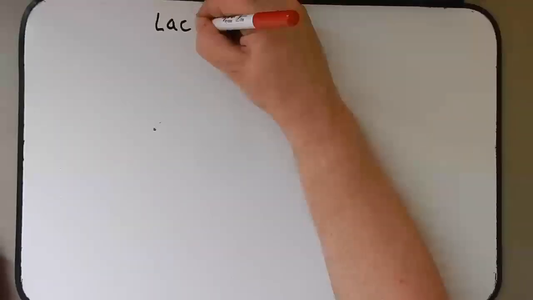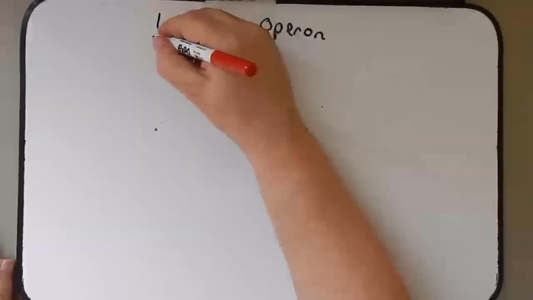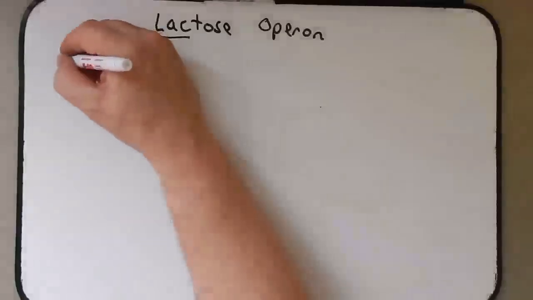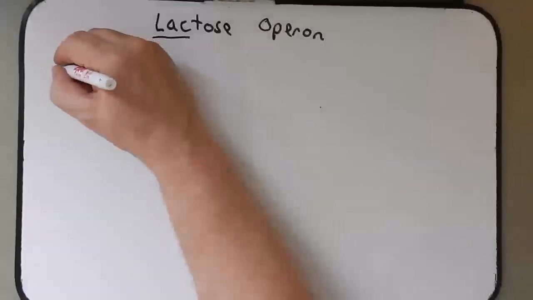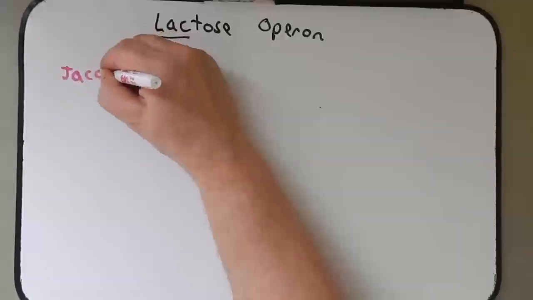In the last podcast, we began talking about gene regulation, and then we spent quite a bit of time talking about how bacteria regulate their genes in these structures called operons. In this podcast, I want to talk very specifically about the lactose operon, which from here on we'll just call the Lac Operon. To begin talking about the Lac Operon, I want to talk about two French scientists called Jacob and Monod.